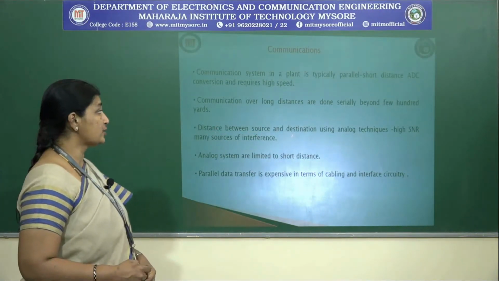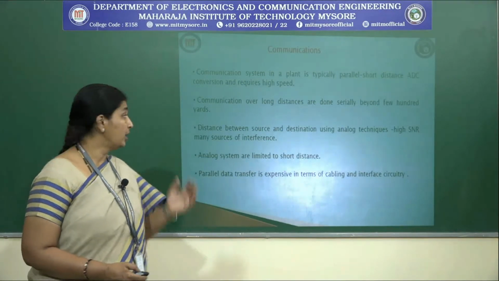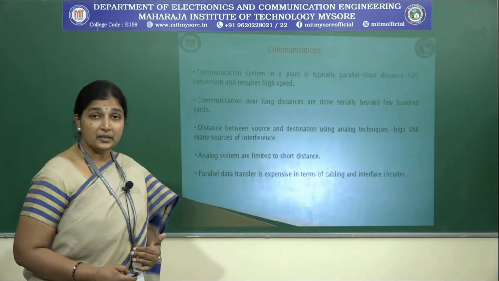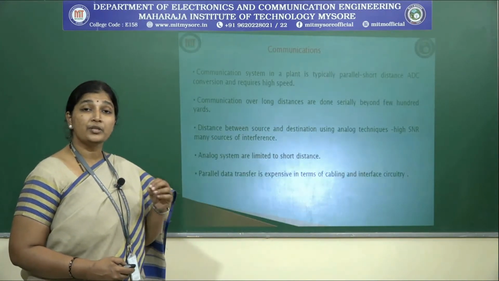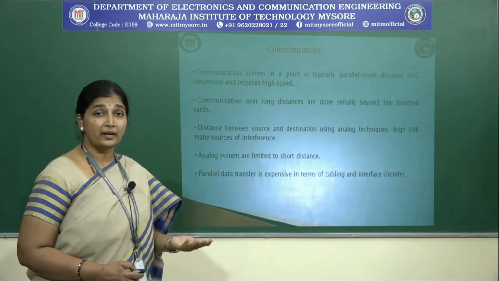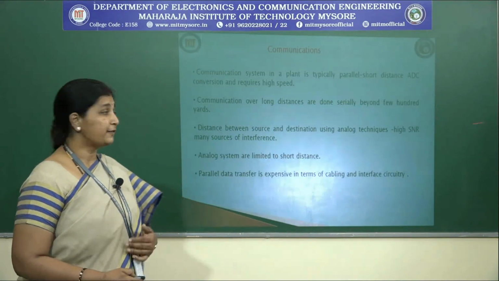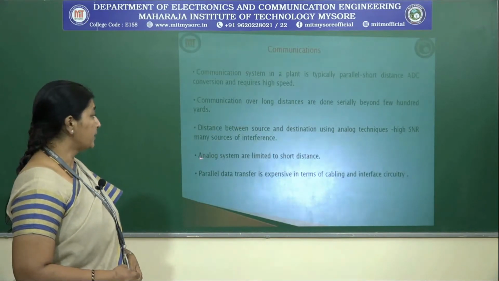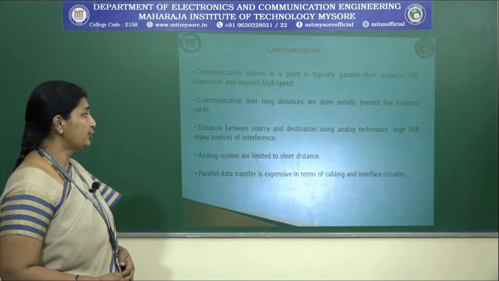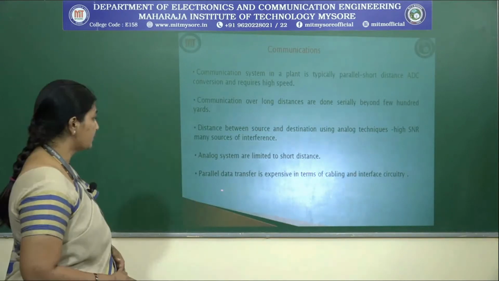By that, the distance between the source and the destination, if you are using any analog techniques in order to have a communication between the source and the destination, then what happens? The signal to noise ratio has to be high, evidently, for a better performance, but it will not be so if you are going for an analog interfacing technology, because there will be a lot of interference. Fine. Analog systems are limited to short distances.